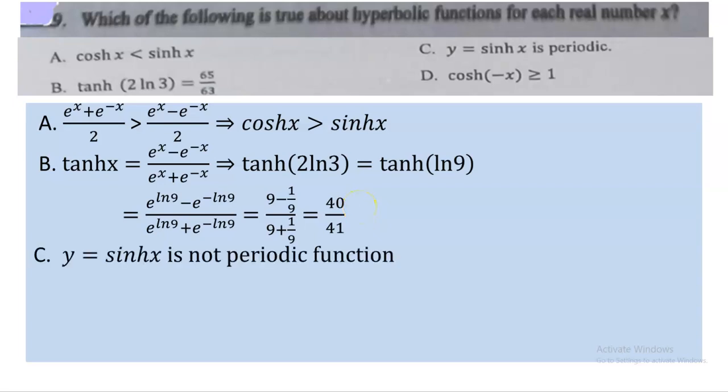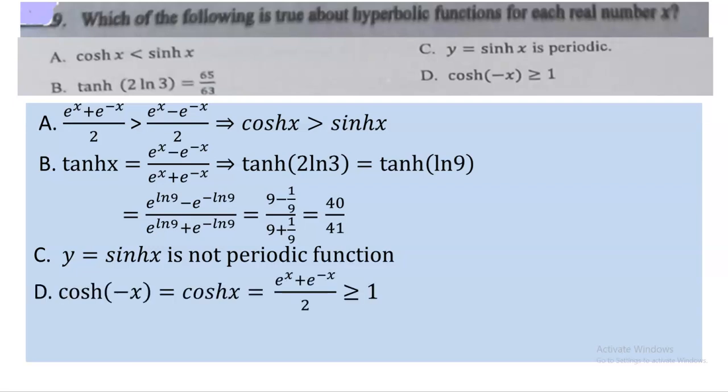But again, when you come to C, y equals sine hyperbolic x is a periodic function. No, it's not like that, students. Beloved ones, you have to know that sine hyperbolic, cos hyperbolic, these hyperbolic functions are not periodic. That is to say that we don't have a definite interval where everything is going to repeat, like that of trigonometric functions. So these functions are not periodic, so C is not right.